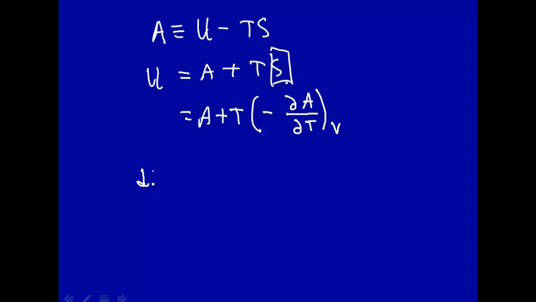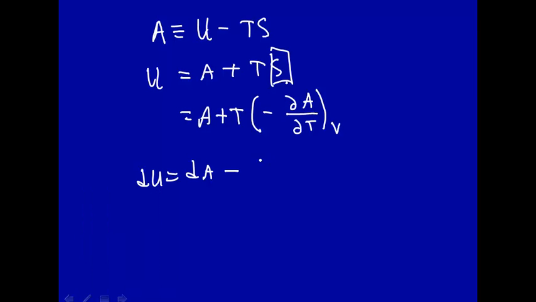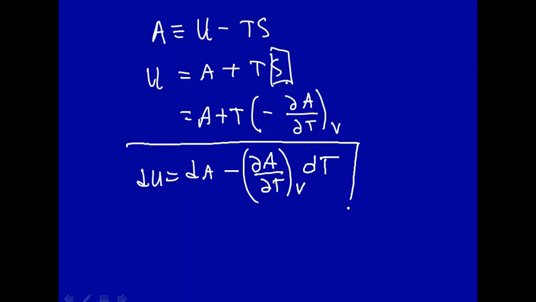Take the differential. dU is dA plus, and we'll put the T over there. This is the constant, and that's a minus sign there, so I have to put the minus sign there. Minus how A changes with temperature at constant volume times dT. So there's the analogous expression.